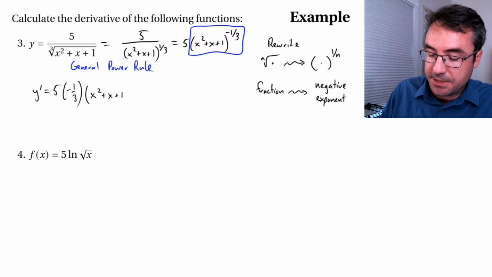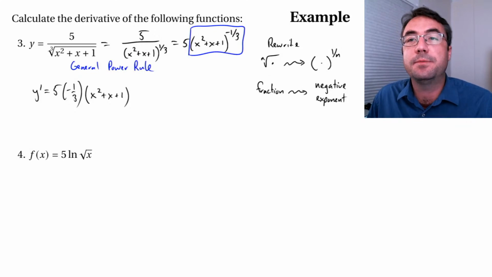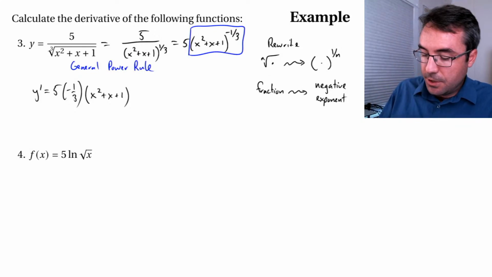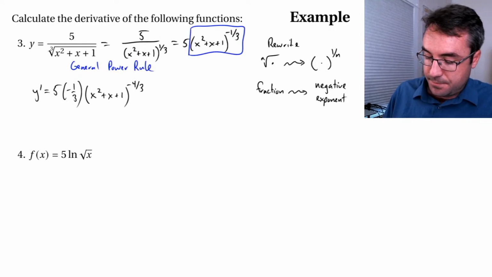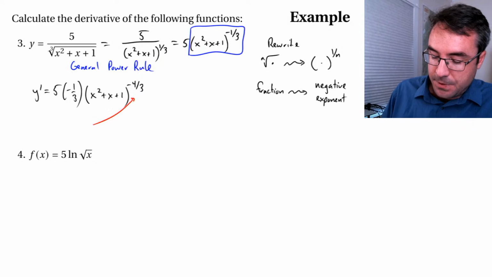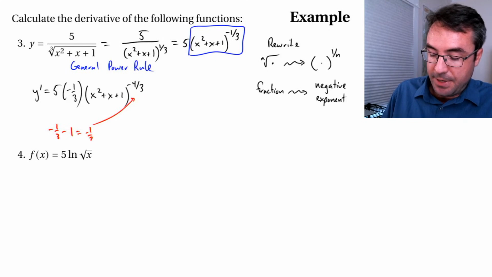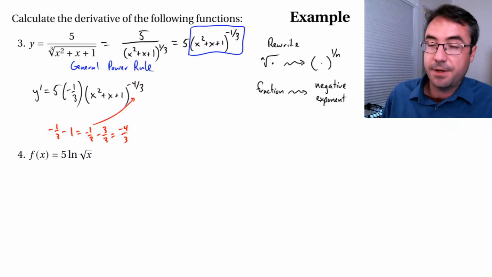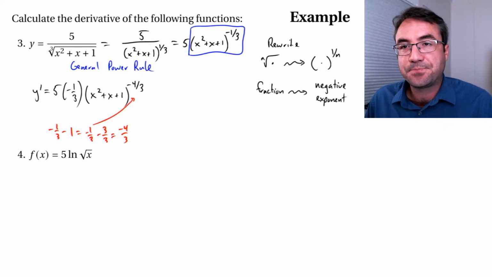So x squared plus x plus 1. Keep all that exactly the same. And then we're going to subtract 1 from the exponent. So we're going to get negative 4/3. So we have negative 1/3 there originally. We're going to subtract 1, get a common denominator. Negative 3 over 3 gives us minus 4 over 3. Just to kind of see where that negative 4/3 is coming from.